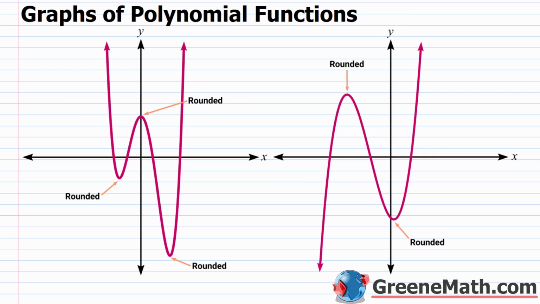When we look at the graphs of a polynomial function in general, you're going to see something like this. And they have different shapes, but this is an example. See how you have a smooth rounded turn right here? Same thing here, same thing here. You have a smooth rounded turn here and here. So that's what you're looking for when you're talking about the graphs of a polynomial function.